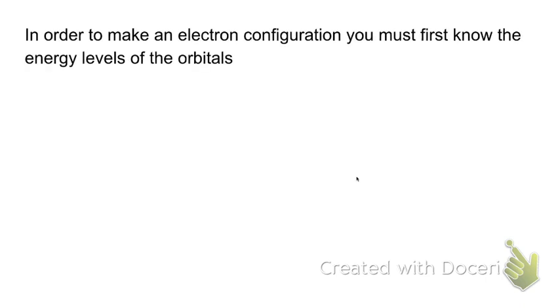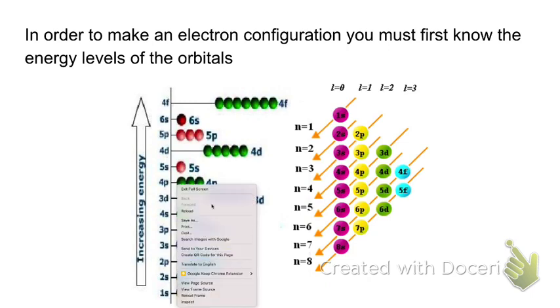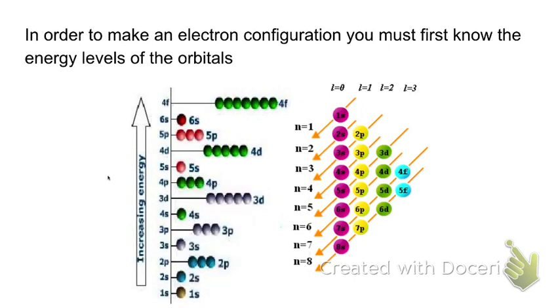In order to fill in the correct order, this is sort of the order they are going to fill in. Down here at the bottom, we have the 1s, and then the 2s and the 2p. That makes sense. There's no 2d because this energy level isn't capable of holding it, so now we move on to the 3s and then the 3p.